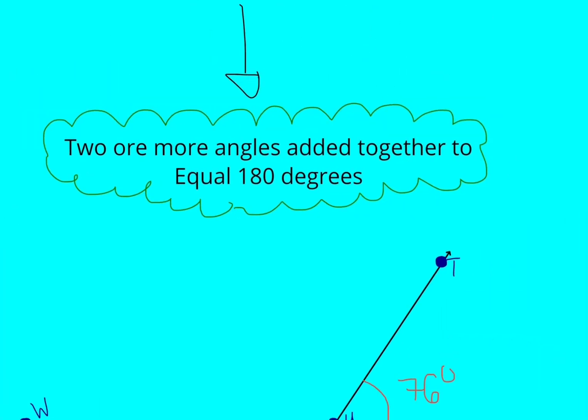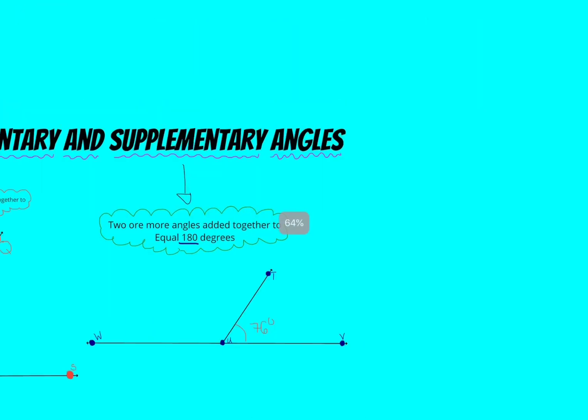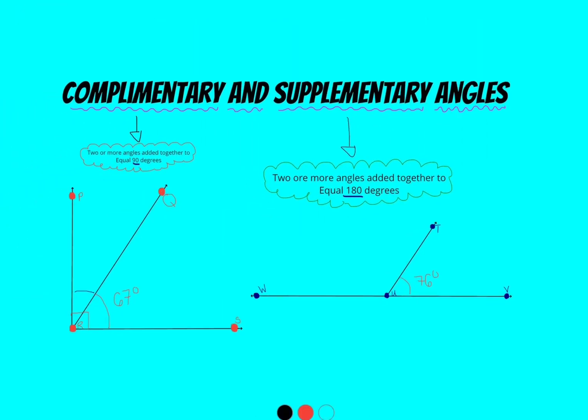And then supplementary is when you add two or more angles and they add up to 180 degrees exactly. I have an example of each. This one over here is going to be your complementary example, and this one over here is going to be your supplementary example. So let's hop into it.